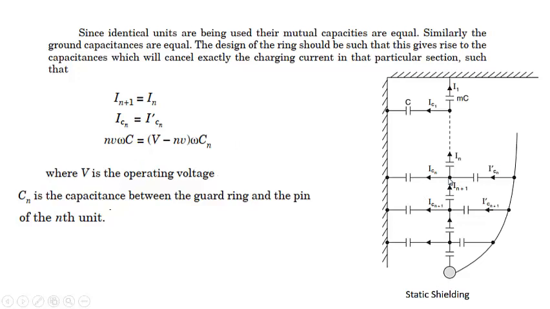Similarly, the voltage across this point and this point will be the power conductor voltage minus this voltage. The total voltage will be V minus NV, and omega Cn. We are assuming the value of this capacitance is Cn, where V is the operating voltage and Cn is the capacitance between the guard ring and the pin of the nth unit. Pin of the nth unit is this.